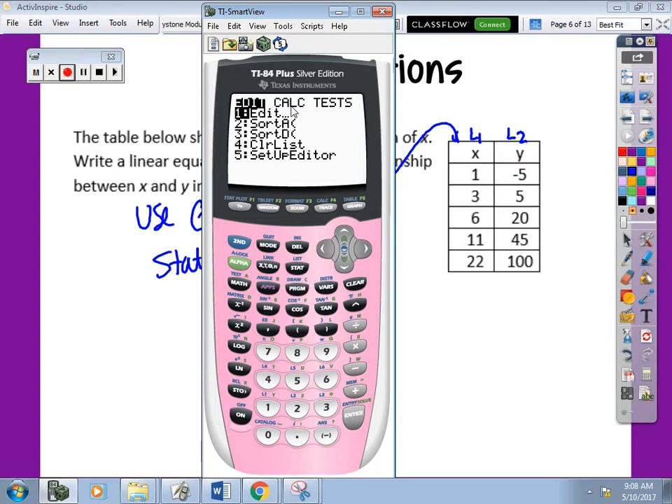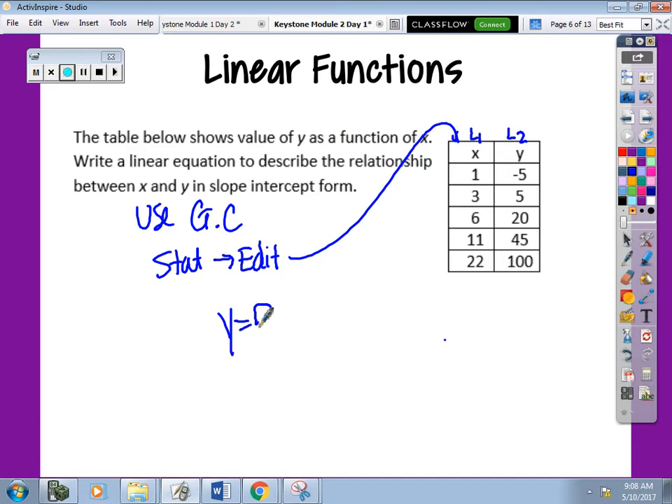Good. Stat, arrow over to calculate. And you're always on the Keystone going to choose linear. Everything's linear. So option 4. Hit enter. Ta-da! Plug those numbers back in. Y equals 5x minus 10.